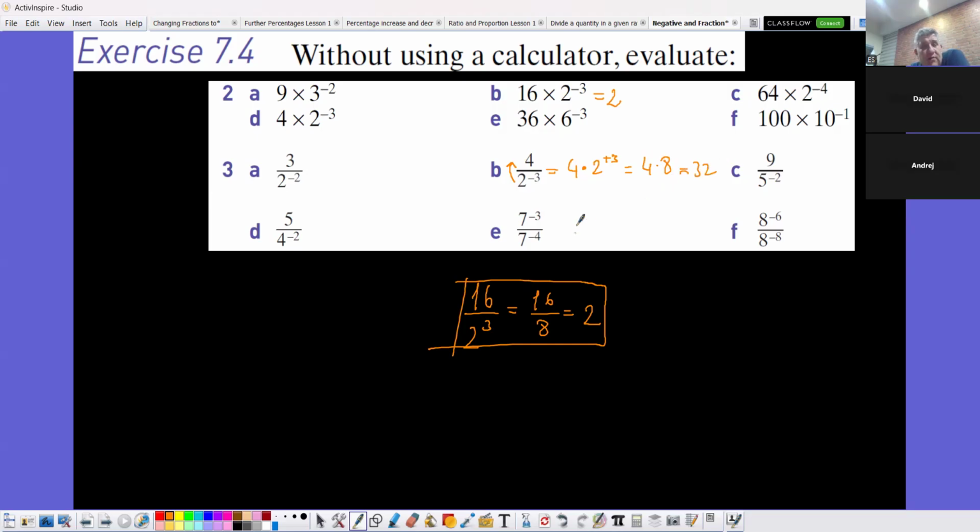I calculate this one because it is easy to calculate. If it is not, I don't want you to calculate. You may leave it like that. If you do this one also, it is correct for me. 4 times 2 to the power of 3. This is also a correct answer. I'm talking about this.